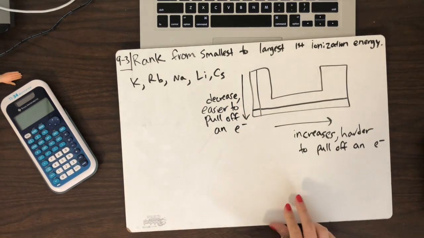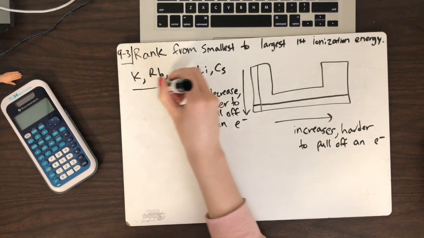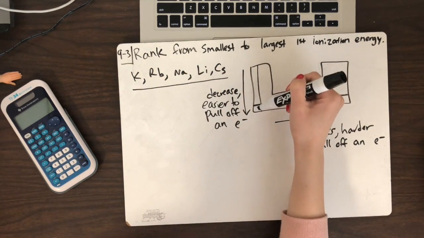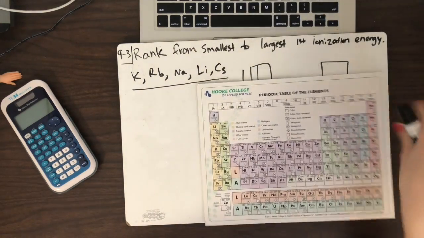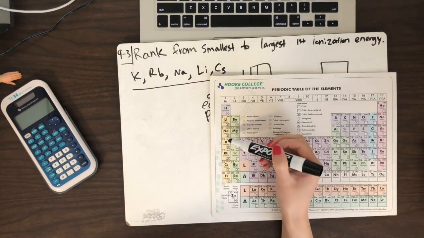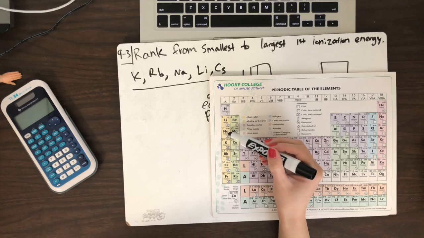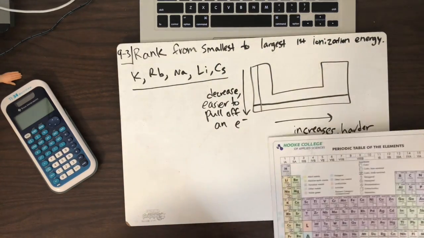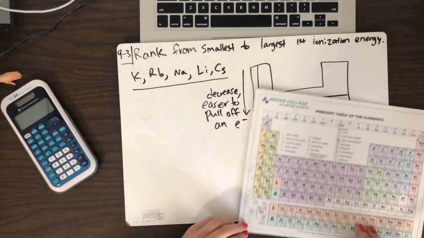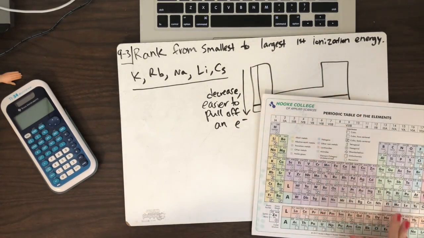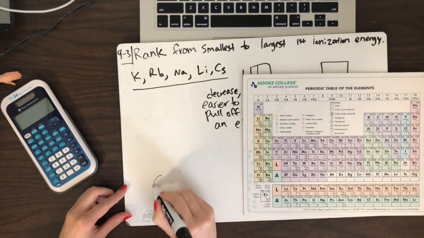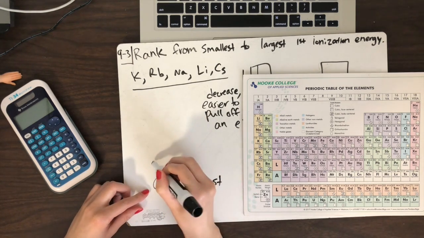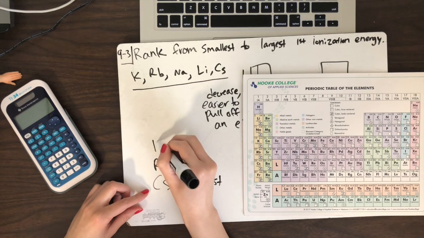So with that in mind, if we look at what we're given here, that happens to be sort of going down this first column. So if you look at our periodic table, there's K, Rb, Na, Li, and Cs. So if we think about our trends, it decreases going down. So the easiest one to remove is Cs. It's just going to follow this row.